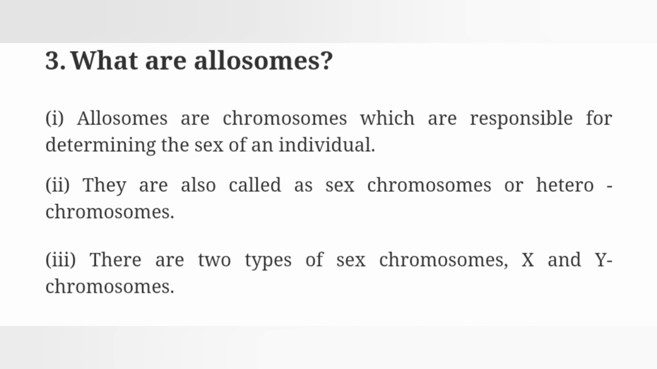First point, allosomes are the chromosomes which are responsible for determining the sex of an individual. Second point, they are also called sex chromosomes or heterochromosomes. Third point, there are two types of sex chromosomes, X and Y chromosomes.